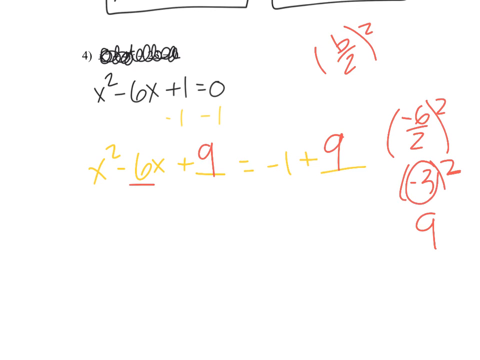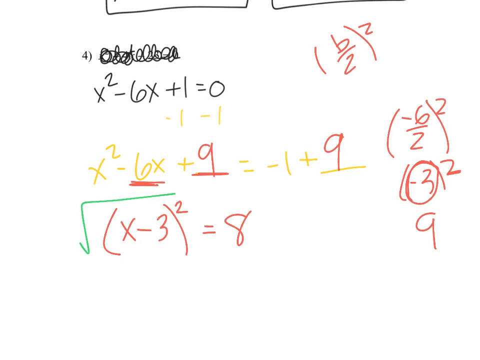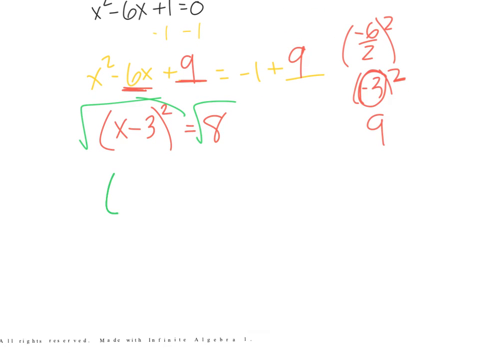So then this term right here, that's our factor. And there's going to be 2 of them, so I square it. Factors of 9 that add up to negative 6, negative 3, negative 3. Then negative 1 plus 9 is 8. So then I'm going to square root both sides. The square root and the square cancel out. I get x minus 3 equals plus or minus the square root of 8.